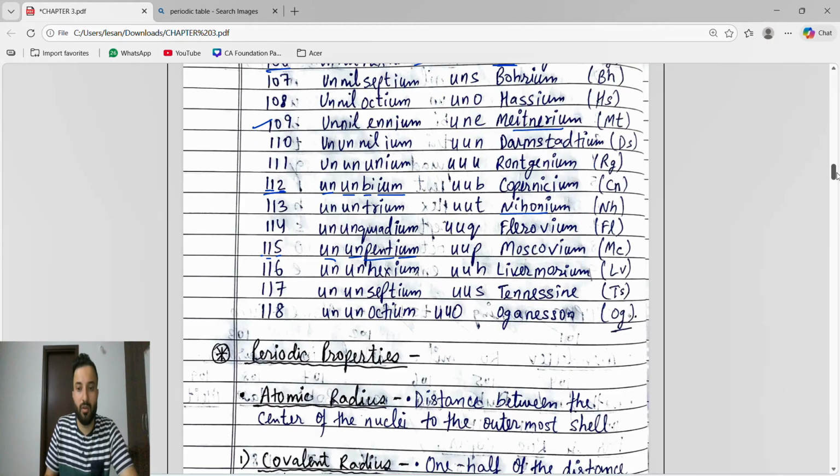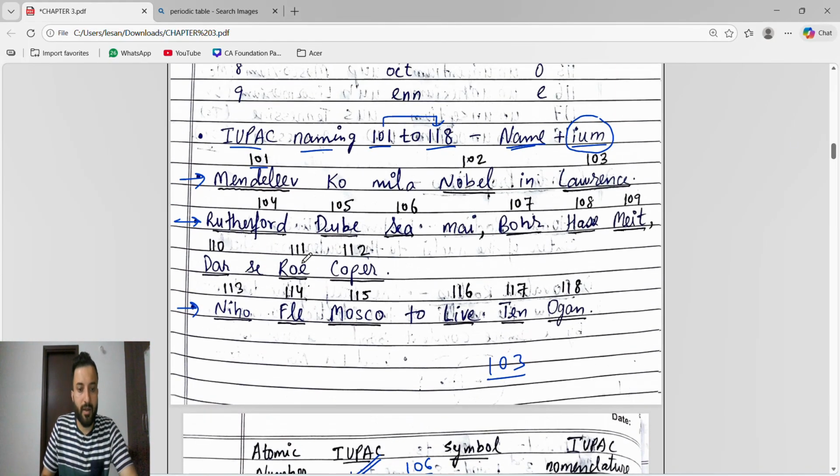114 is Fl, which means Flerovium. So like this you will understand which element it is, so you can tick it in the options or you can match the following. 114 is Fl, 115 Mc, 116 Lv, 117 Ts, 118 Og.